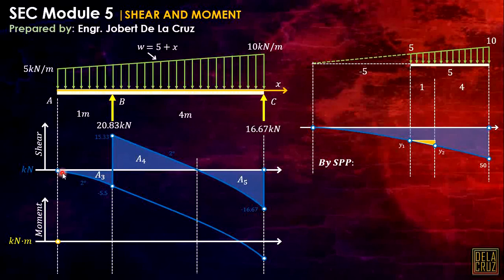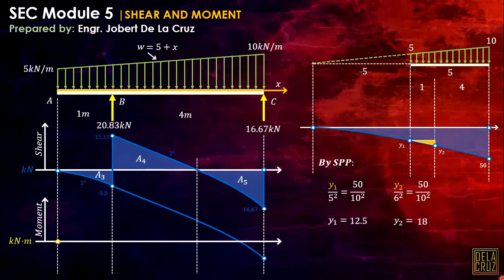The origin of the spandrel is where the slope is 0. By SPP, y sub 1 over 5 squared is equal to the known point, 50, over the total length 10 squared. So we have the value of y sub 1, 12.5. Y sub 2 naman: y sub 2 over 6 squared is equal to 50 over 10 squared. So we have the value of y sub 2, 18.